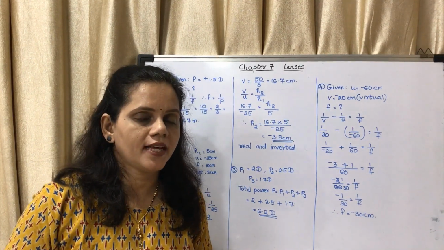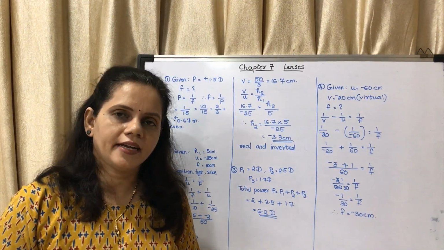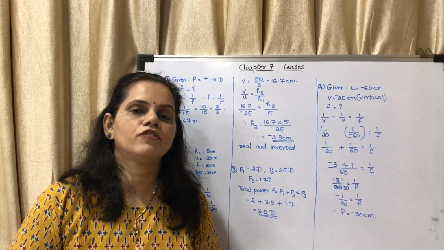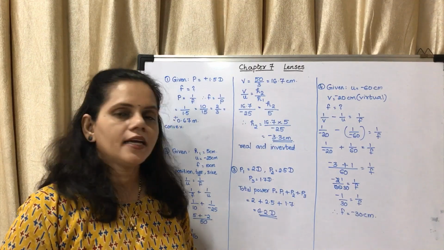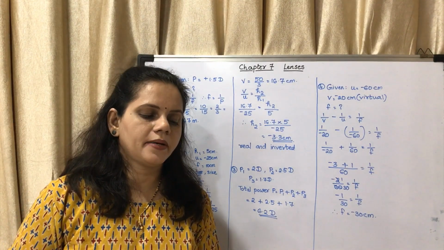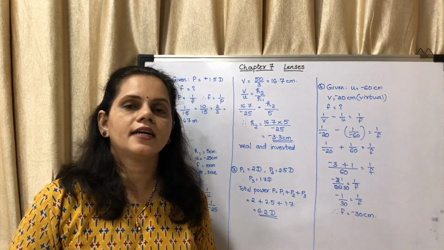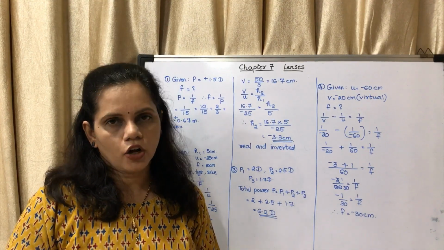Okay, so here you have got the answer as minus 30. So which type of lens will it be? It will be a diverging lens. And what is the focal length? The focal length is 30 centimeter. You may see in your textbook they have written the answer minus 30. The lens is diverging or concave.